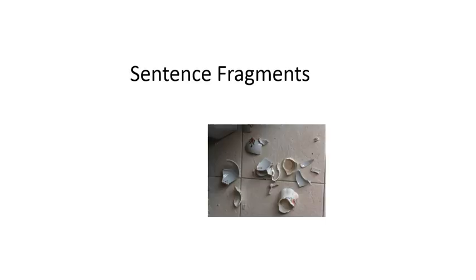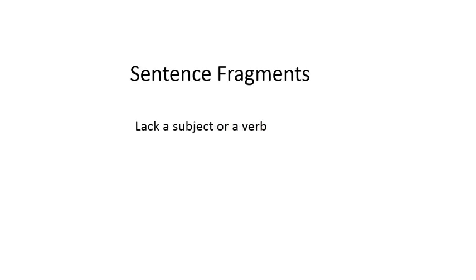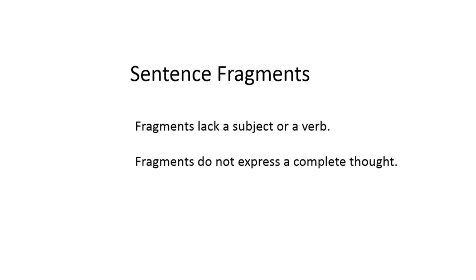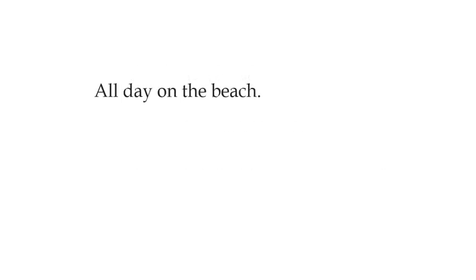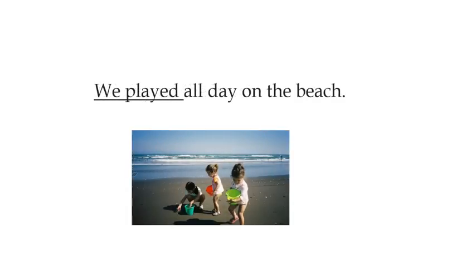Okay, so this first lesson is about sentence fragments. Now, a sentence fragment is something that lacks a subject or a verb or just does not express a complete thought. Okay, so for example, all day on the beach. We don't know what happened on the beach or who did it. If we add a subject and a verb to this, it becomes we played all day on the beach. Now that's a complete sentence, it's a complete thought.